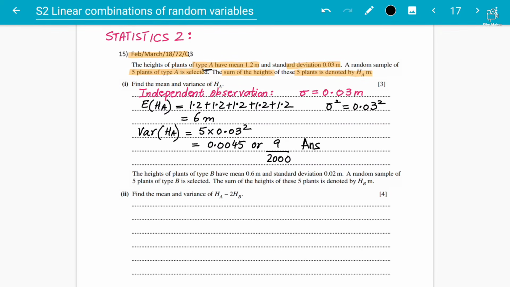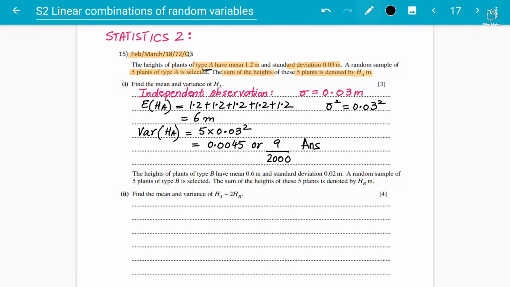Okay guys, students, hope everyone is getting this. Make sure if you have any questions you can ask. In the first part we need to understand that these are independent observations. In independent observations we basically have to add, so we do the sum of it.